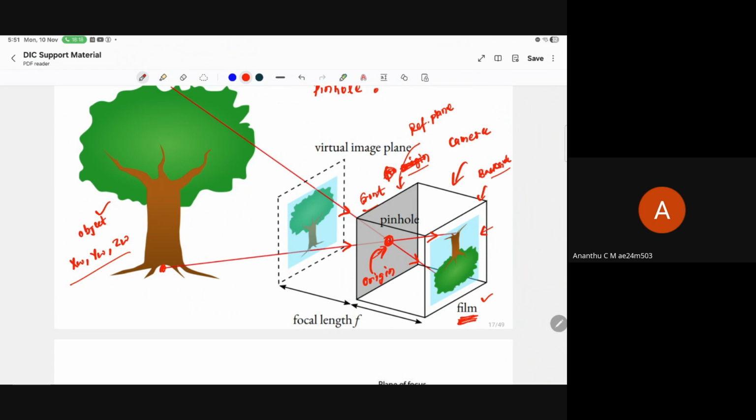Since the film is at the back side, you get the inverted image. Let me just write that. So you get the inverted image. This is important to understand, because we want to use the forward imaging model. To understand that forward imaging model, we need to understand what the back side is and how the inverted image is forming.